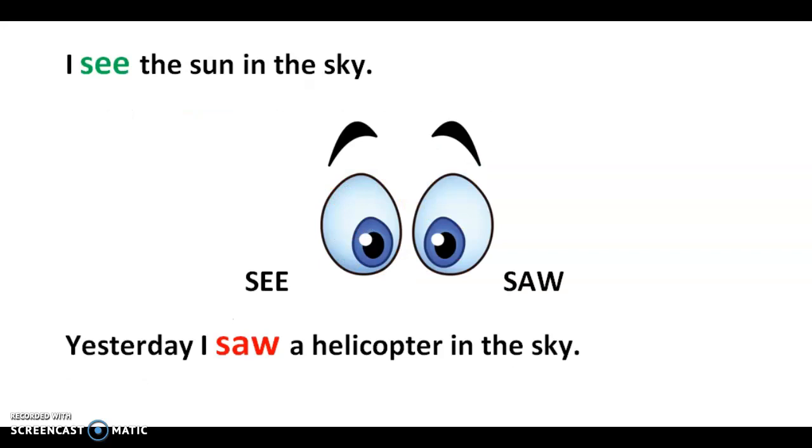Verb number 2 is see. I see the sun in the sky. No, you see with your eyes. See. See in the past becomes saw. Saw. Yesterday, I saw a helicopter in the sky. Saw.